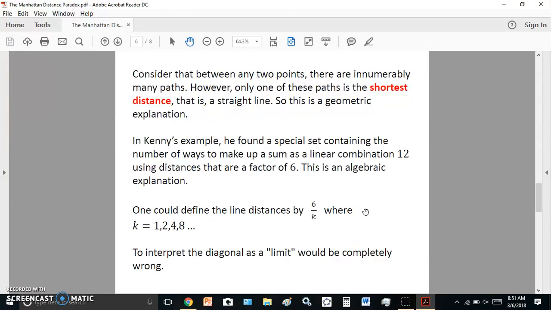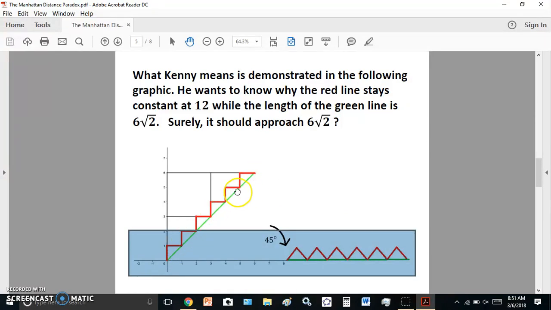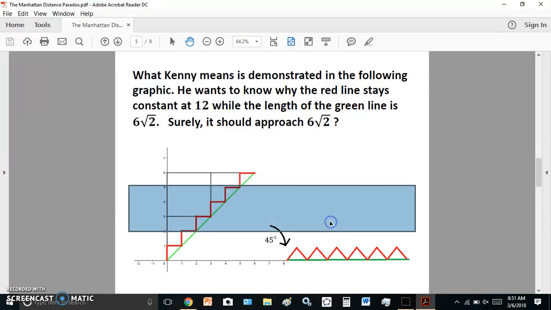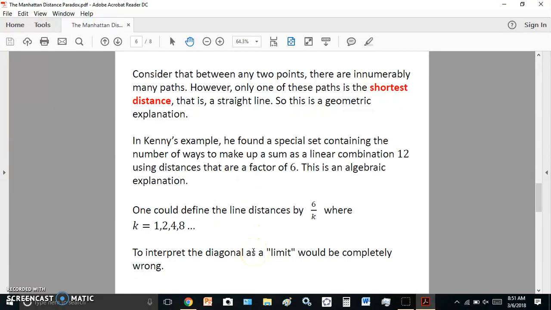So here's the solution now. Consider that between any 2 points there are innumerably many paths. Between these 2 points, this one here and this one here, there are innumerably many paths. However, only one of these paths is the shortest distance. That is a straight line. So this is the simple geometric explanation.